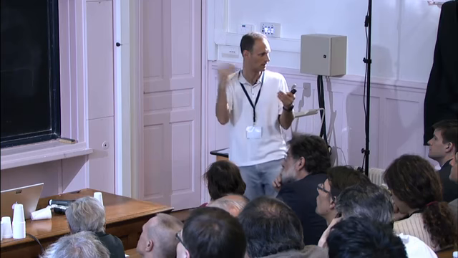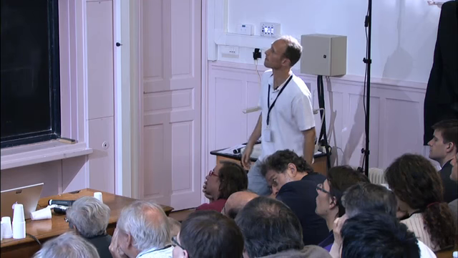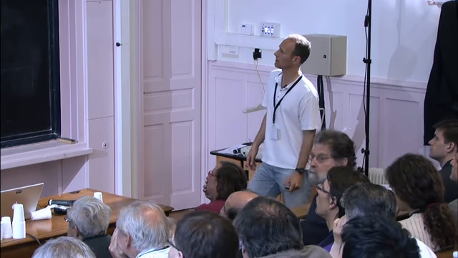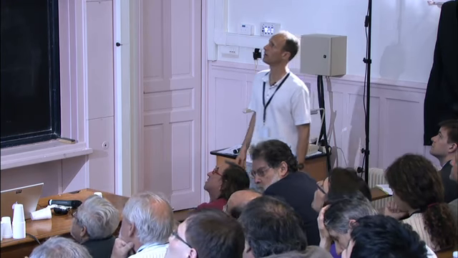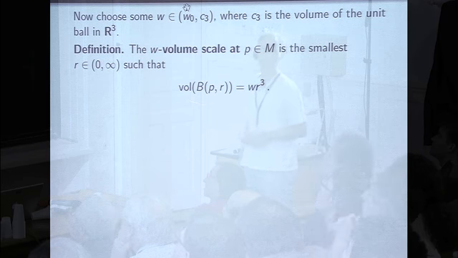Okay? So it looks a bit like the global version of collapsing that I was considering earlier, except that I only have a lower bound on curvature instead of a two-sided bound. Now let's consider a different scaling. So let's pick a number, some w, between this very small number w0 and c3. c3 is just the volume of the unit ball in R3.